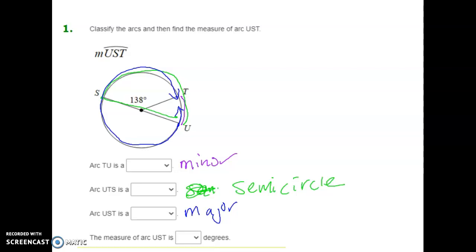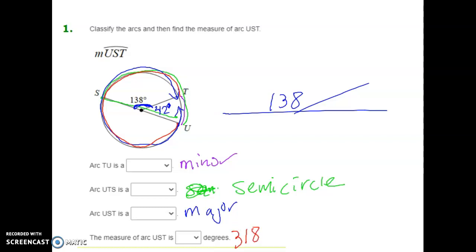If the measure of this angle is 138, and we know that supplements add up to 180 degrees, that means the measure of this angle is 42 degrees. There are different ways to do this. It's just the first way I saw. So in summary, the measure of UST is 360 minus 42, so I got 318. If you did it differently and said this angle is 138 and then added 180, that's fine too. You get the same answer. And if you did, nice job.